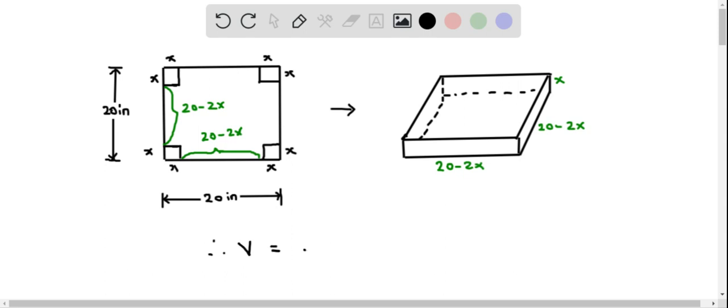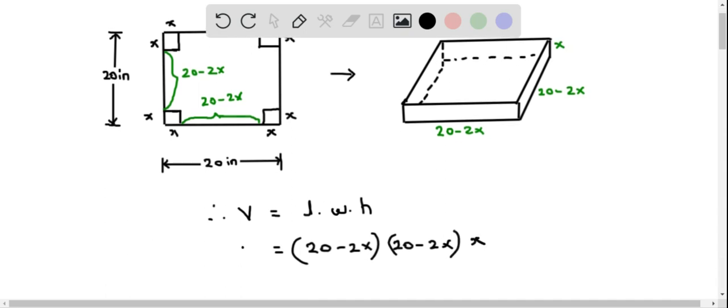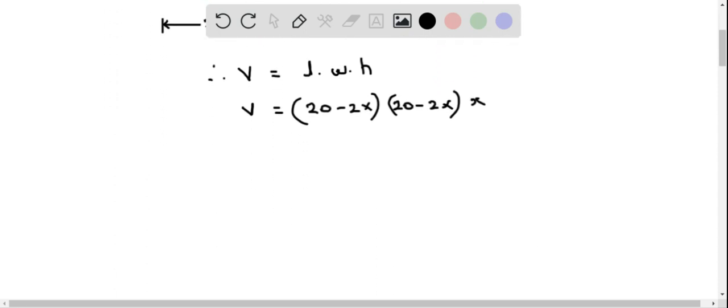This equals length times width times height. And so this equals the length of the box, 20 minus 2x, times the width of the box, 20 minus 2x, and then the height of the box is x. So let's simplify this and determine the x such that the volume is maximum. We can rewrite this V as V of x because it's a function in x. And when we combine these two terms, we can write this as a binomial square, that is 20 minus 2x quantity squared times x.